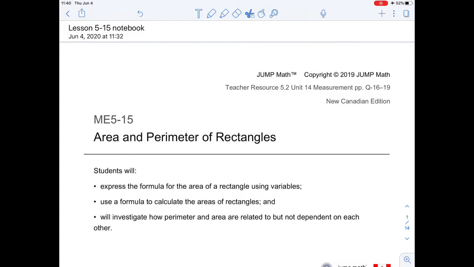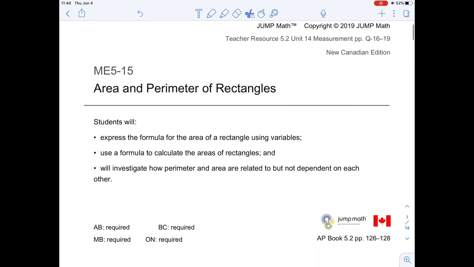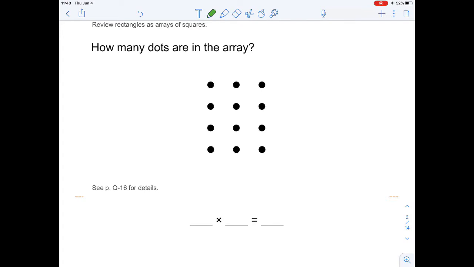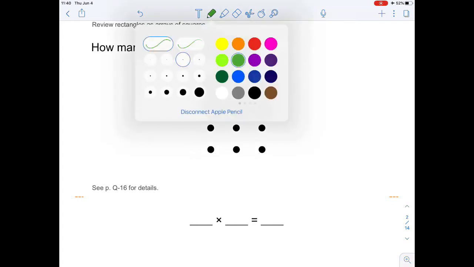Hello, young mathematicians. Welcome to lesson 15 in our measurement unit on area and perimeter of rectangles. In this lesson, you will be able to express the formula for the area of a rectangle using variables, use a formula to calculate the areas of rectangles, and we'll investigate how perimeter and area are related to but not dependent on each other.